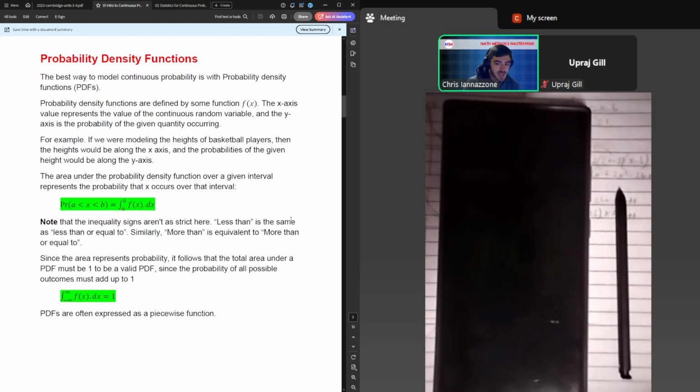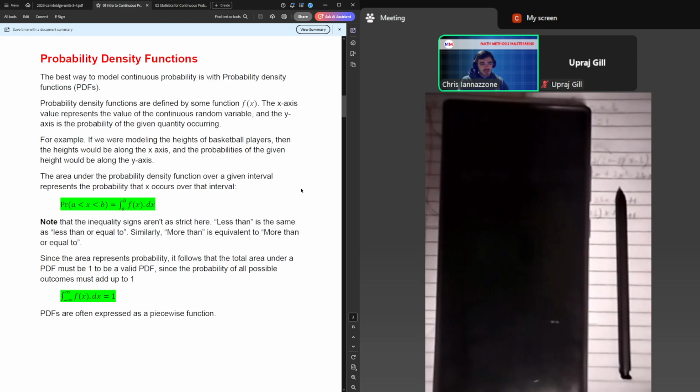As far as how you model this kind of probability, how you actually solve these kinds of things, what you typically do is use what's known as probability density functions. So we create some sort of function which describes the overall probability of any given event occurring. Since we're using functions, you get some sort of piecewise thing. You'll have a function defined over a particular domain.